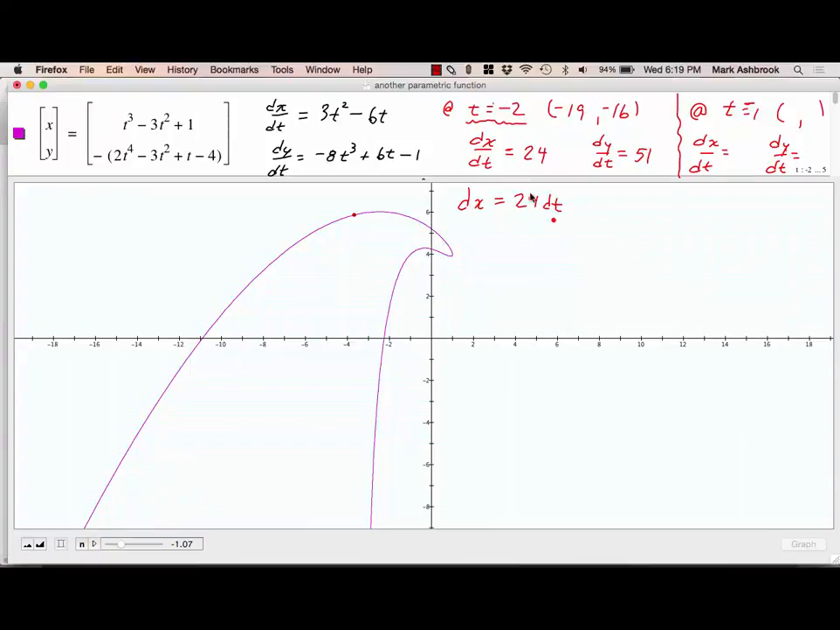So x is changing at a fast rate compared to t. And y even more, right? So for a small change in t, you expect the point to go up 50 times whatever little change in t you pick, close to -2. Okay, what about for t equals -1? Where are we at now?